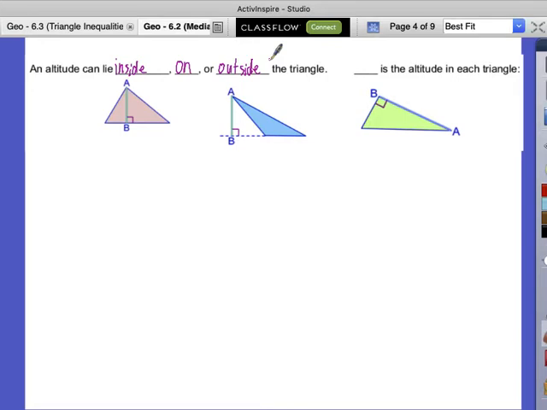Okay? So it can be inside, on, or outside the triangle. Which segment is the altitude in each of these 3 triangles? Segment AB is the altitude in each of these triangles, even though it's inside, outside, on. Now, what I said earlier is part of the definition: it's perpendicular to the opposite side, or the line containing the opposite side.